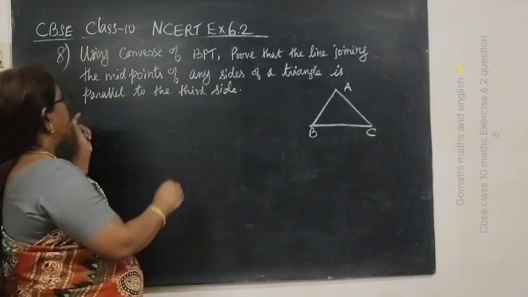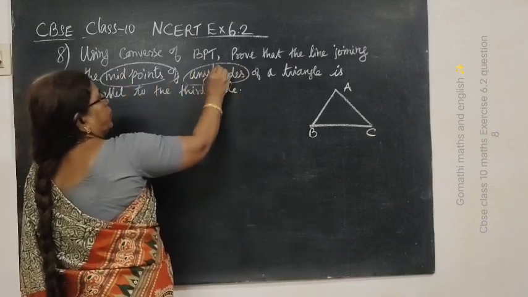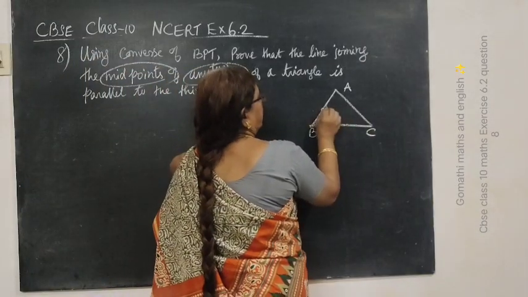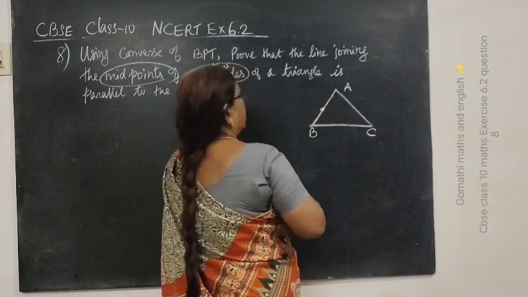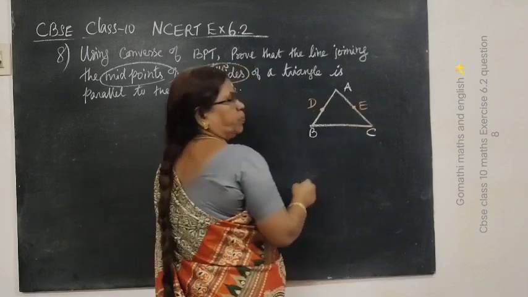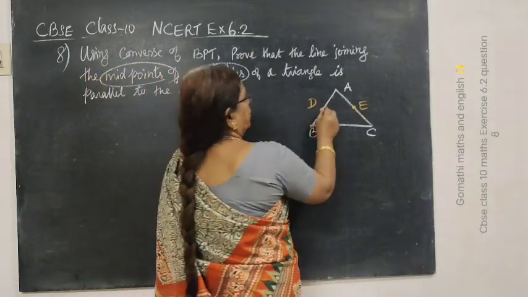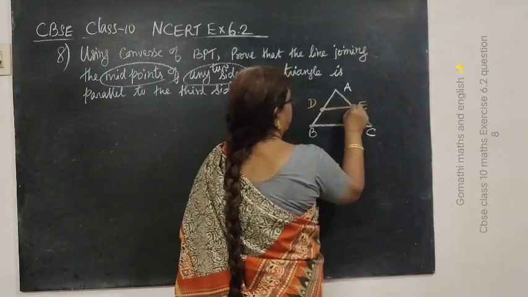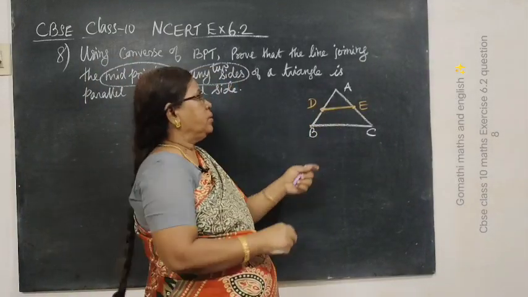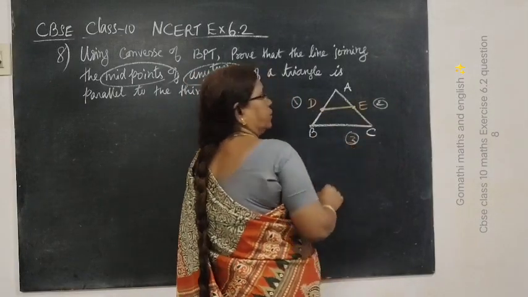The line joining the midpoints of any two sides of a triangle. You take this side, take the midpoint. This is D and E are the midpoints of AB and AC respectively. The line joining the midpoint, this is line joining the midpoint. It should be parallel to the third side. This is third side. This is side 1 and this is side 2 and this is side 3.